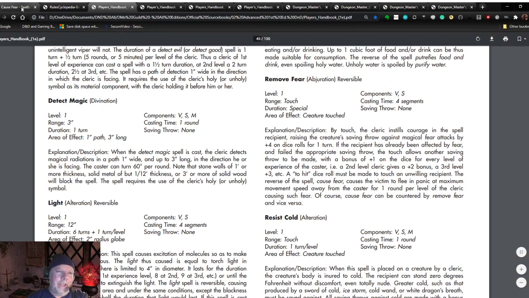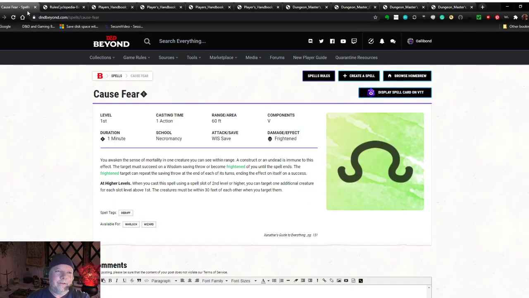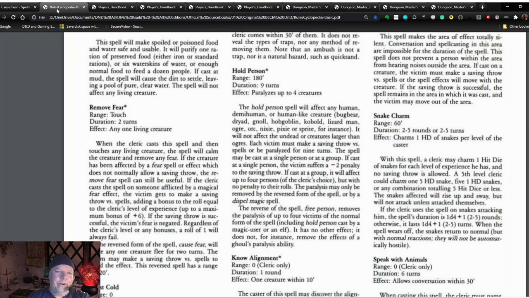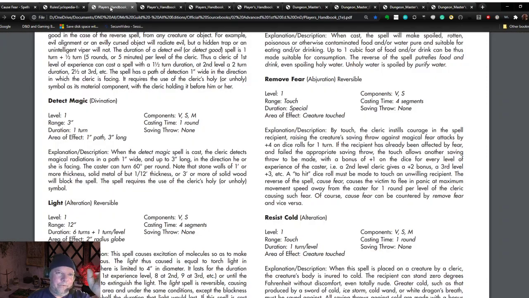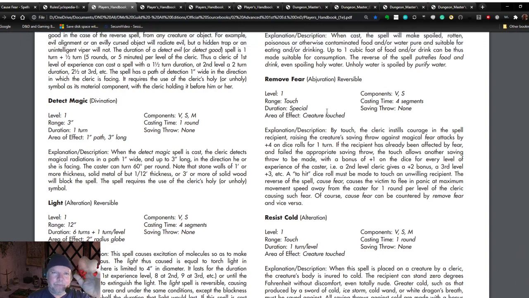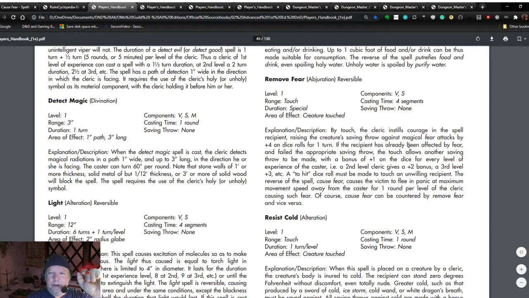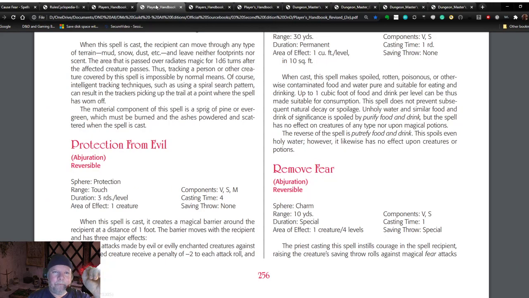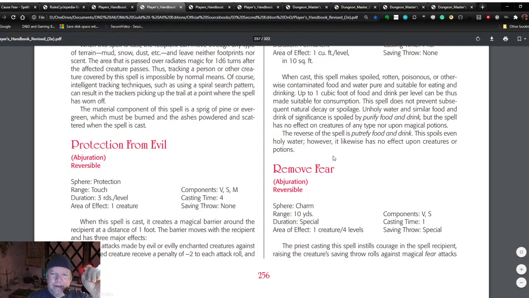Now, again, think about the differences in the duration. This is a minute with concentration. This is 20 minutes, no concentration required. This is 1 round per caster level. Once again, all for clerics. Second edition.